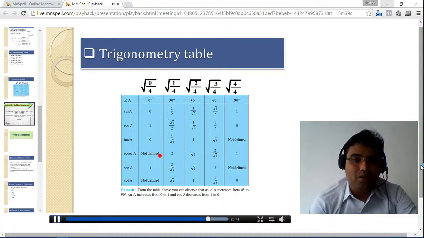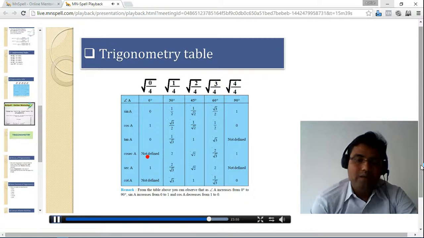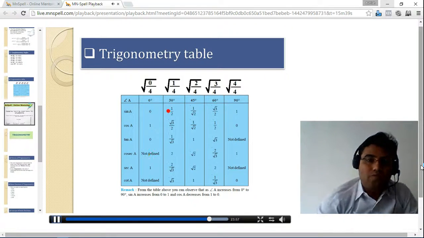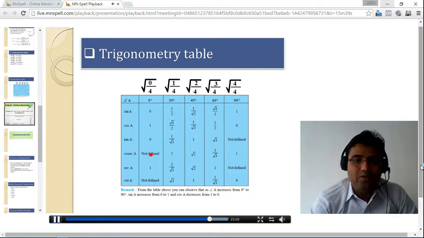Now sin A is the reciprocal of cosec A. So just take the reciprocal of the sine values, and it will give the value of cosec A. 1 upon sin 0 will be undetermined. So 1 upon sin 30, it will give you the value of cosec 30. So 1 upon 1 upon 2, the reciprocal of that is 2.